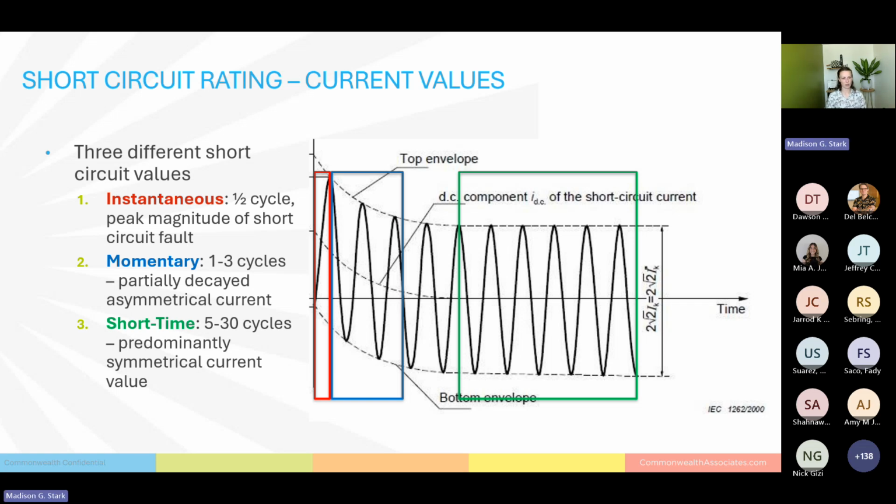And then you have your short time current, which is 5 to 30 cycles, so up to about half a second. And this is almost exclusively the symmetrical current value. By the time you're getting into your short time, you have decayed your asymmetrical current and you are just at that short time steady state fault.